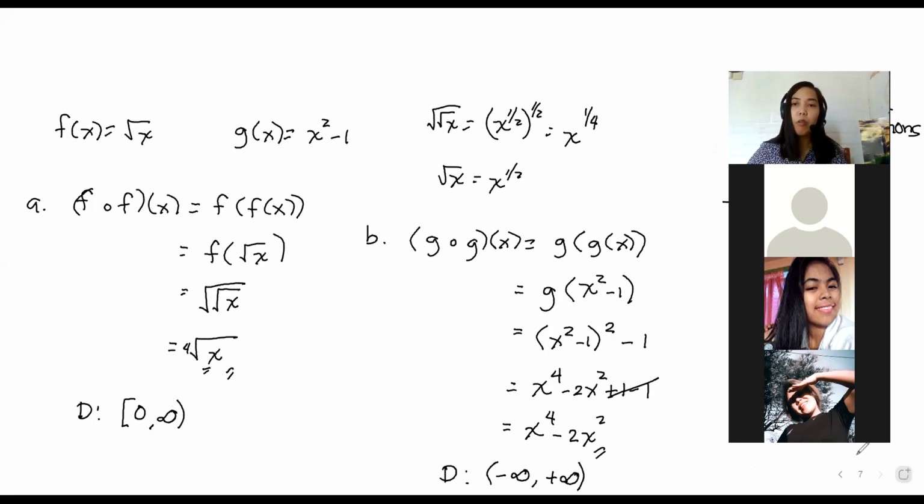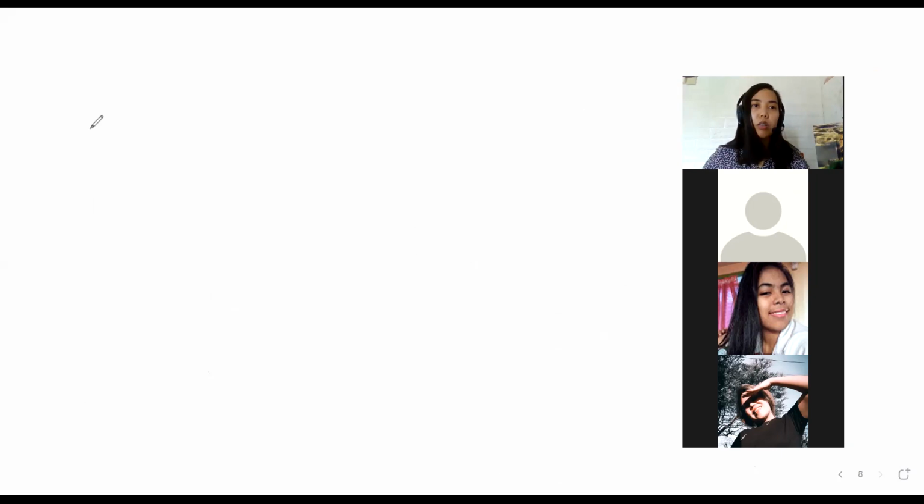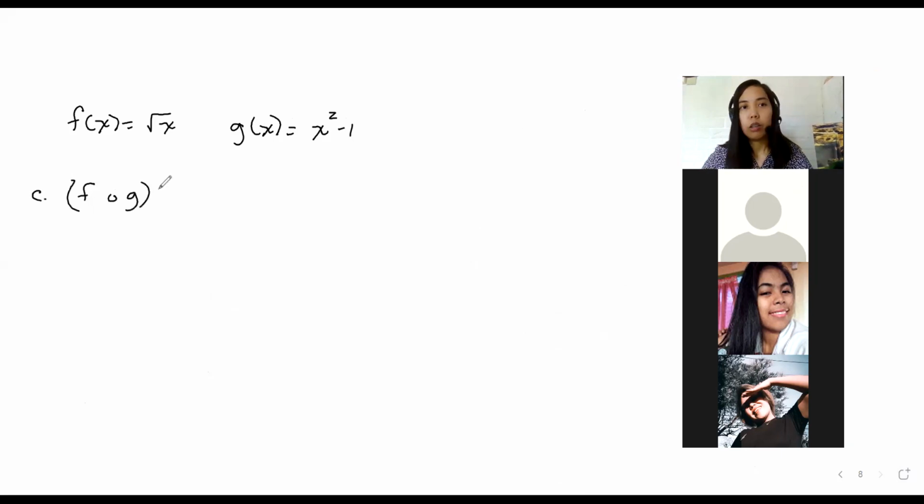Next, F composite G. F composite G, so f of x is square root of x. And g of x is x squared minus 1. So we're asked to find f composite G of x. F composite G of x means f of g of x.